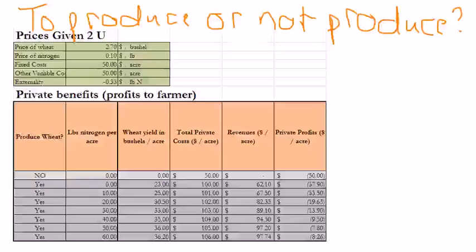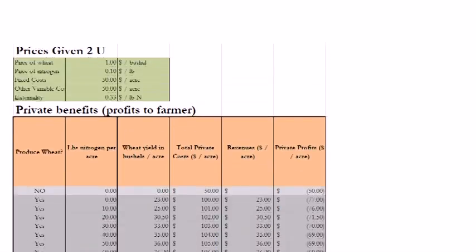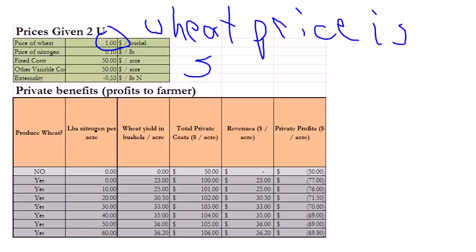This video is going to be almost identical to the previous video, where we're looking at the decision of whether we should produce wheat or not, and if we do, how much wheat we should produce. The previous example looked at the price of wheat that was $2.70 per bushel. What we're going to do here is look at almost identical example, except the price of wheat is much lower. Now the wheat price is $1 per bushel. We're going to see under this price, should we produce wheat or not? And if we do produce, how much?